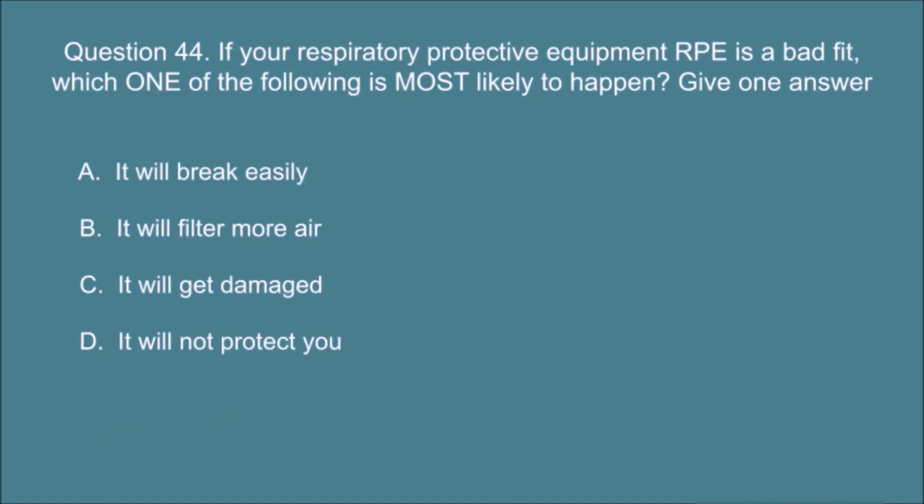Question 44. If your respiratory protective equipment, RPE, is a bad fit, which one of the following is most likely to happen? Give one answer. A. It will break easily. B. It will filter more air. C. It will get damaged. D. It will not protect you. The correct answer is D. It will not protect you.